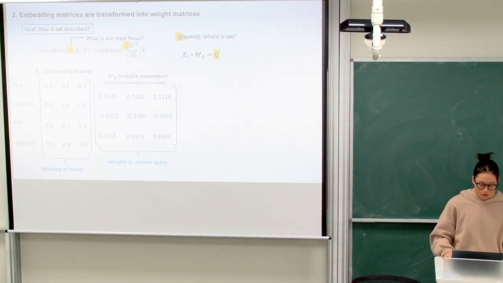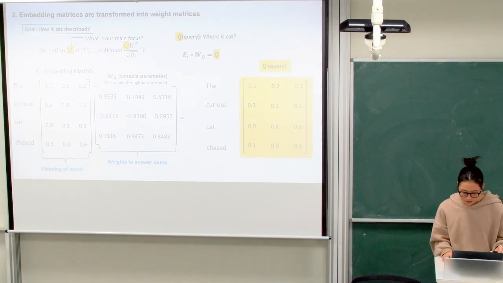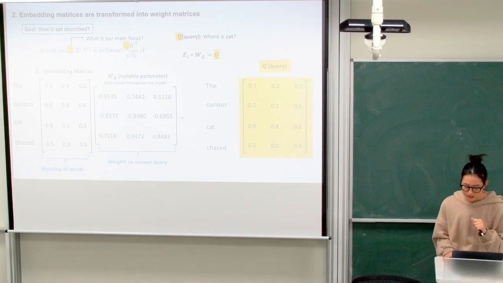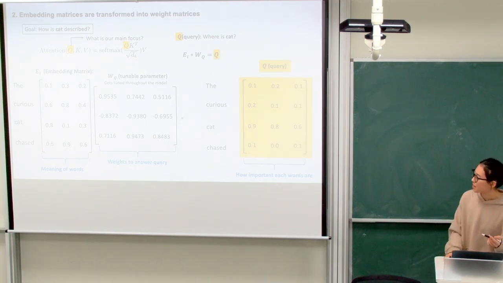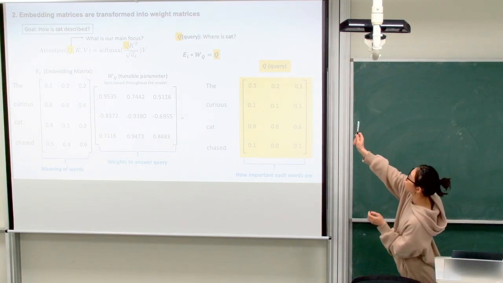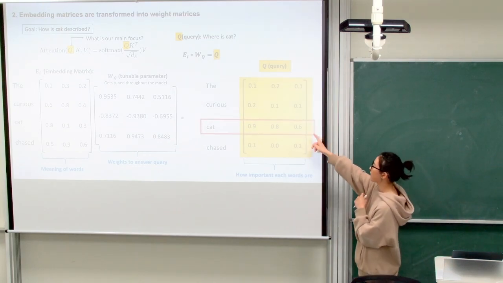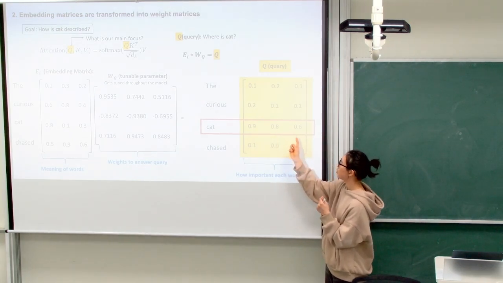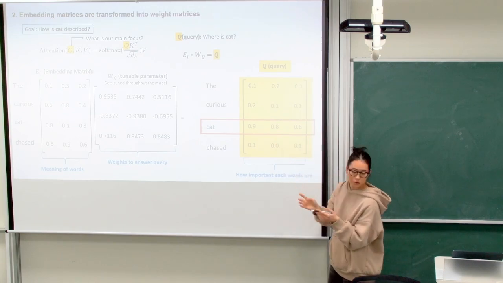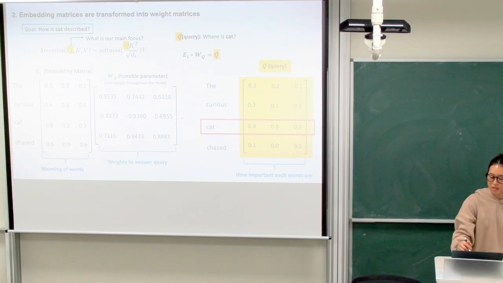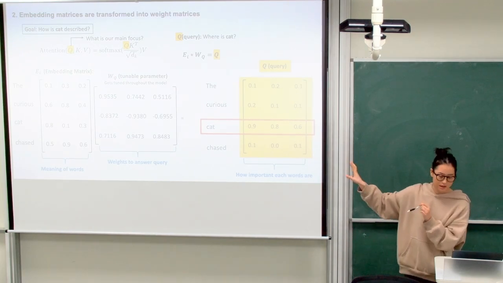So if we multiply these two matrices, we will get a query matrix. And this query matrix basically means how important each word is. Again, our query goal is where is cat? So if we focus on these cat values, we see that it has high values, high weights, because we want to know what is important or not. These are not scaled from 0 to 1. It can be over that, but this is just an example.